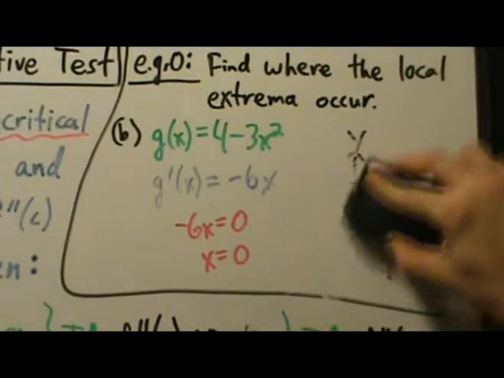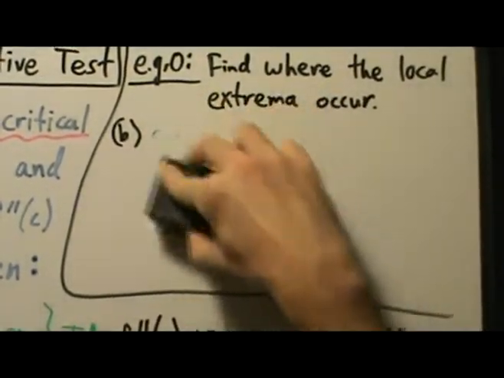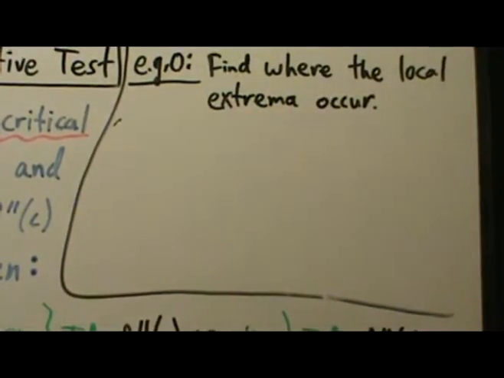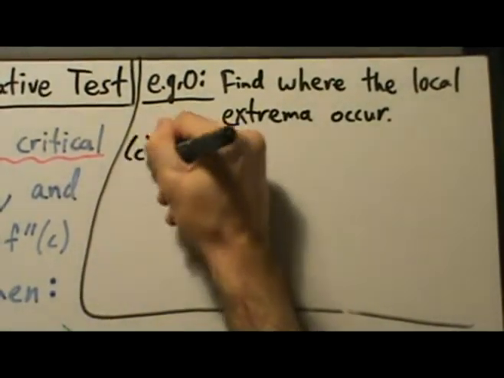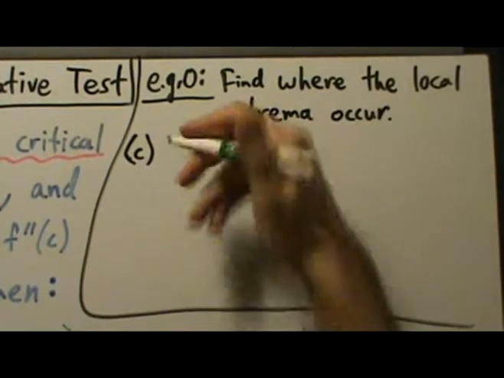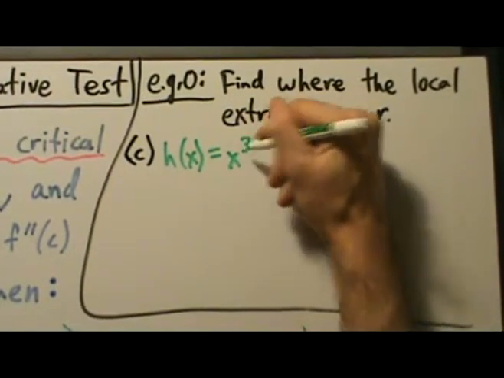So we'll do that here. Let's erase this. Okay, so part C, let's say we have h of x equals x cubed.